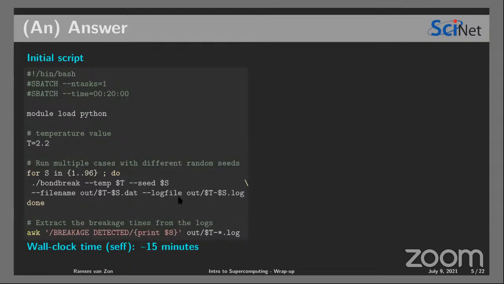And then the log file is where we would find the breakage time, and so that's what this awk statement does. It picks out the breakage times from the logs of each of the files and just prints them out. If you sbatched this on the Teach cluster, you get a job ID number, and after it's done, you say seff, so I guess Slurm efficiency or something, and then the job ID. It would have told you that it takes about 15 minutes.